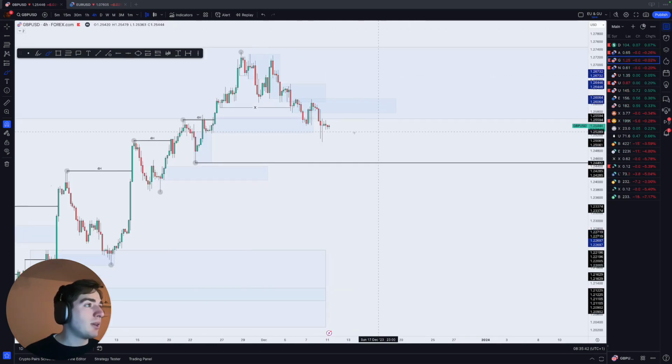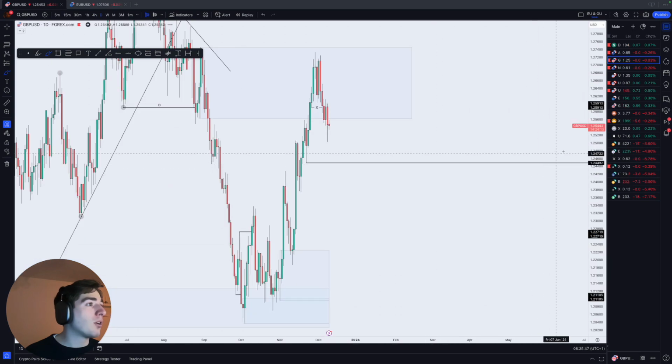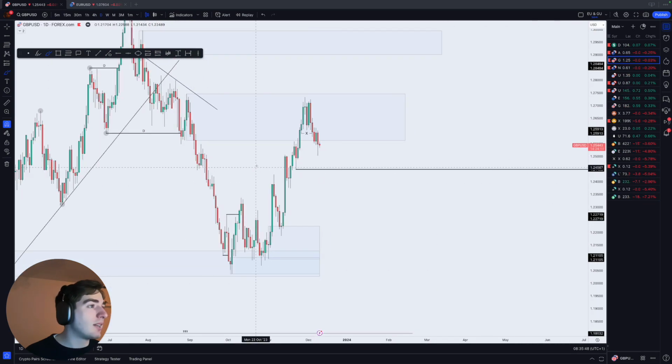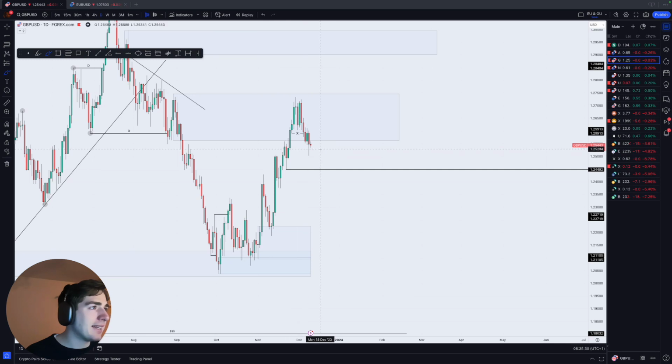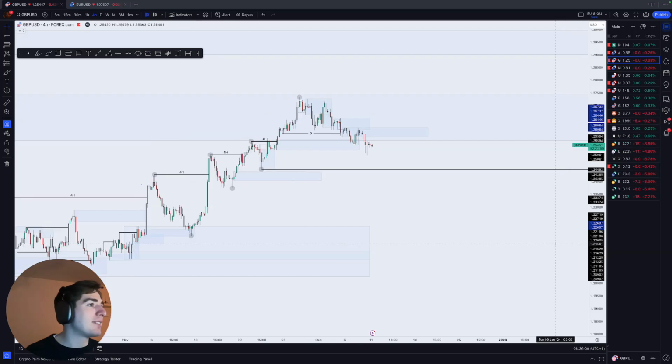GBPUSD, moving towards the downside from this area of supply. Overall, what are we looking for? Well, daily is obviously inside this area of demand over here. This is your fractal low, so as long as this low doesn't go, we are still bullish. So therefore GU is a little bit in, let's say, no man's land.